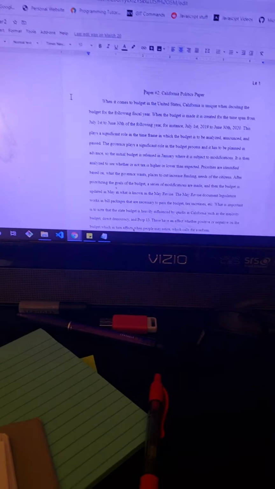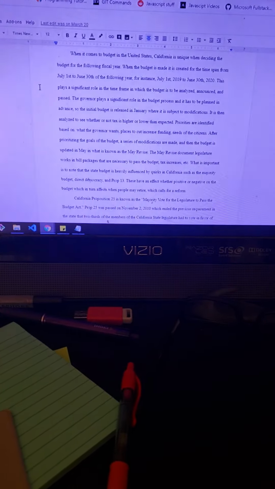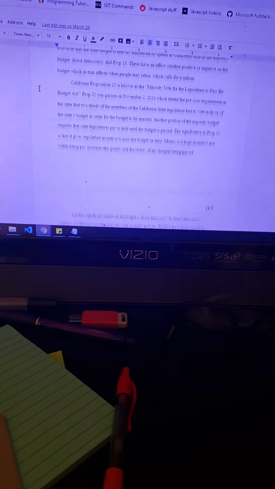Next, I'm going to be showing the California politics essay that was take home. Here you can see that this was the essay that I submitted through Canvas.